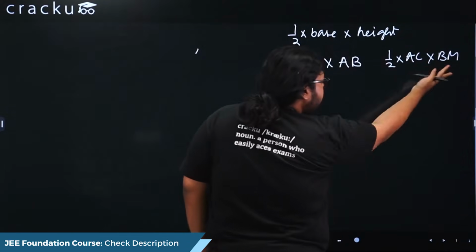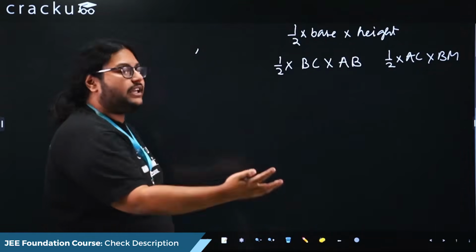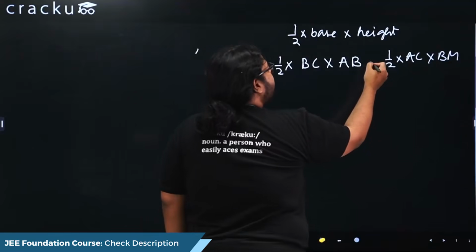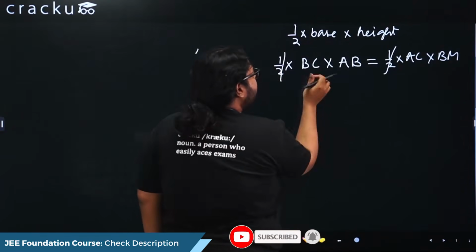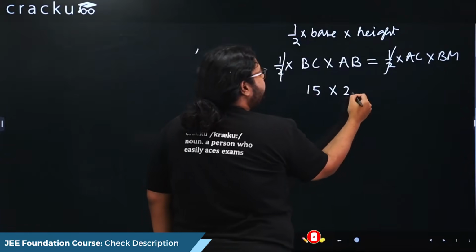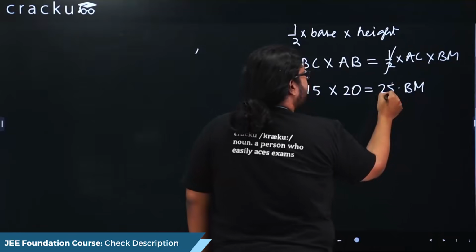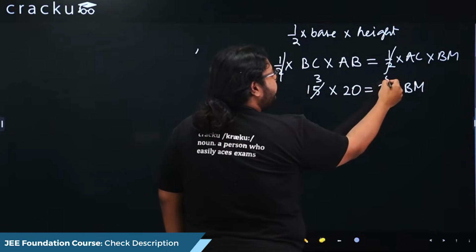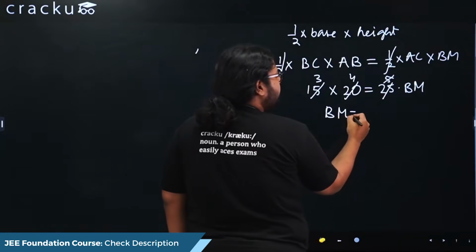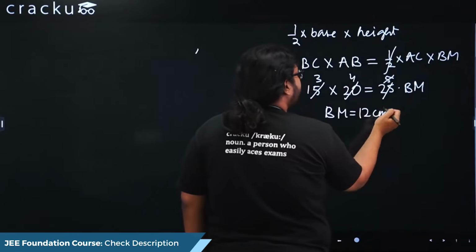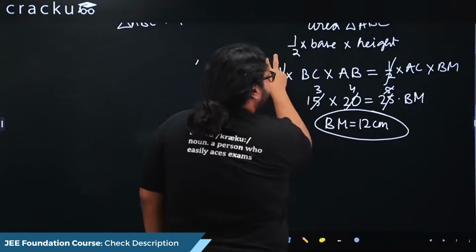And what are these two formulae telling us? Both of them are essentially giving us the area for the same triangle. So because they are the same triangle, we can equate them. Simplify, halves get cancelled out. BC is 15, AB is 20, AC is 25, BM. Okay, so 5 3s are 15, 5 5s are 25, 5 4s are 20. So BM is basically 12 centimeters.